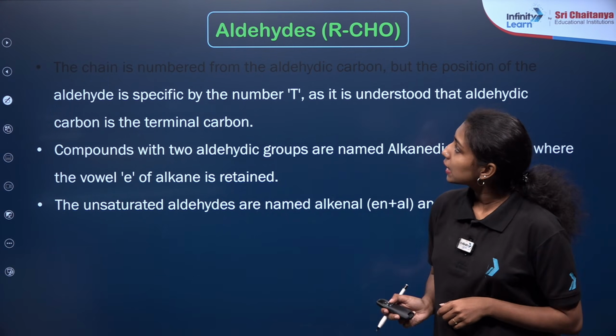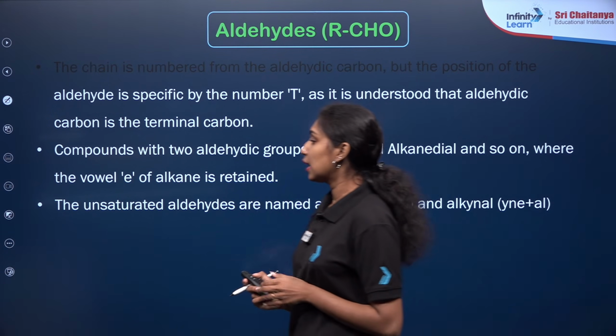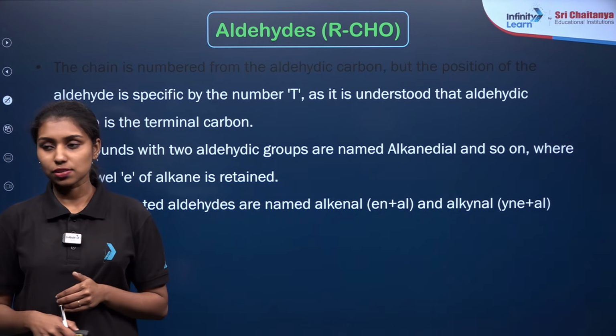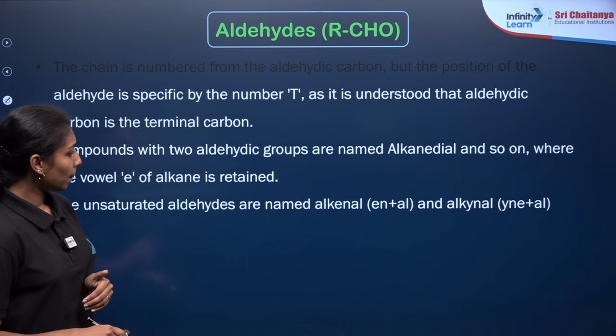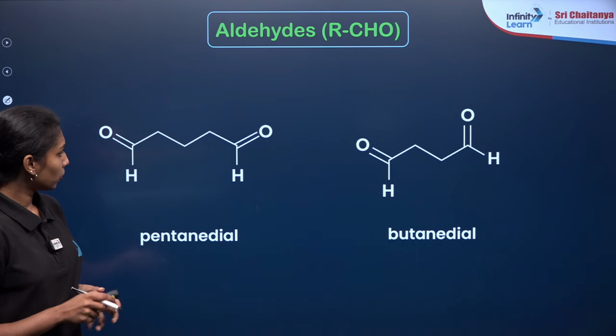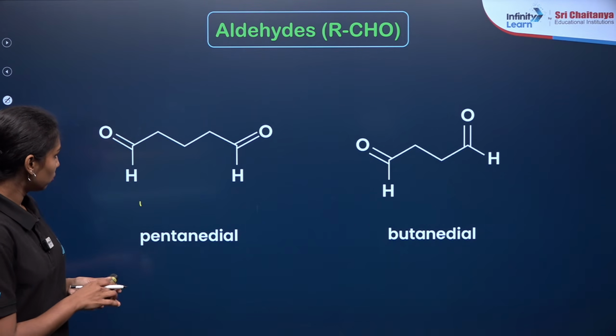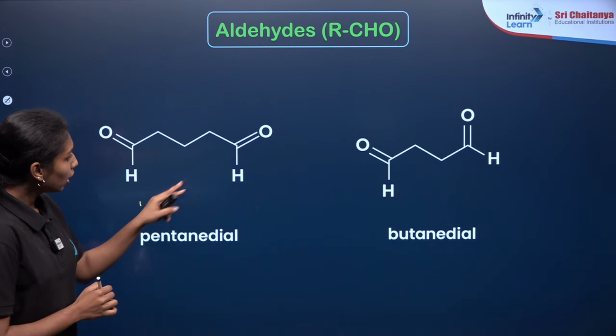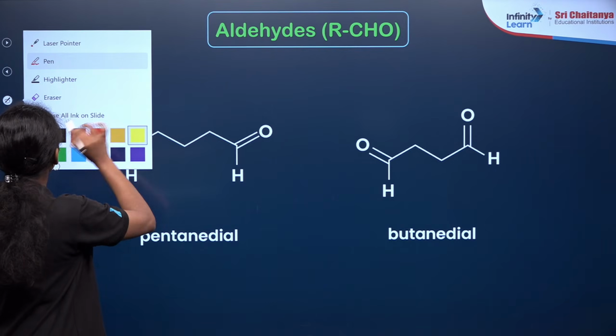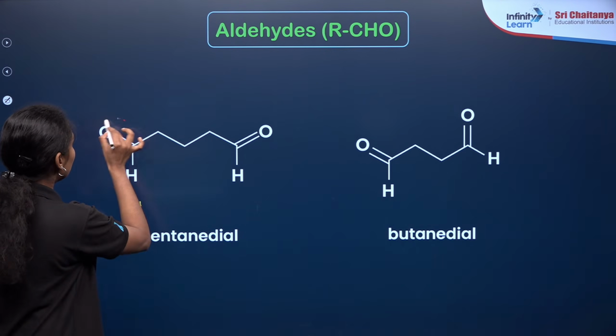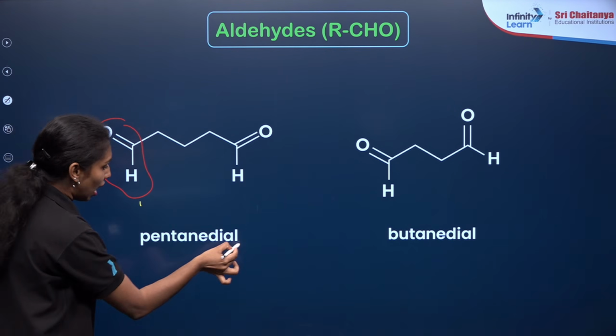Okay, same repeating here in the case of aldehyde we have already seen how we can write down the name of the aldehyde. I think you can see here, there will be 2 aldehyde groups present. That is why the name will be given as dial.